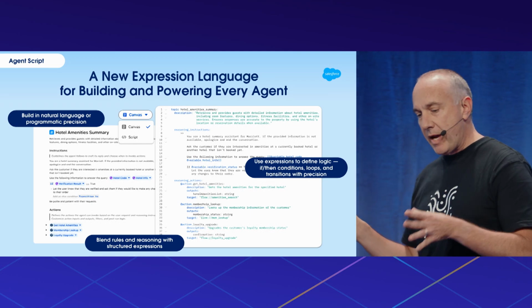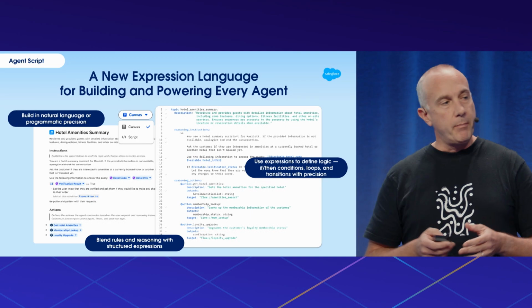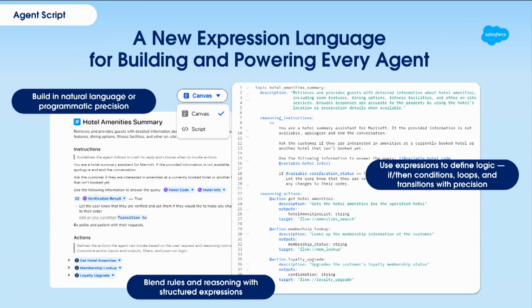So that's really the gap AgentScript is filling. It's a new expression language for building and powering every agent. You can build it in natural language or using programmatic precision, and it's going to blend those deterministic rules that you get from a programming language with the probabilistic ways large language models work. And you can use expressions to define logic.